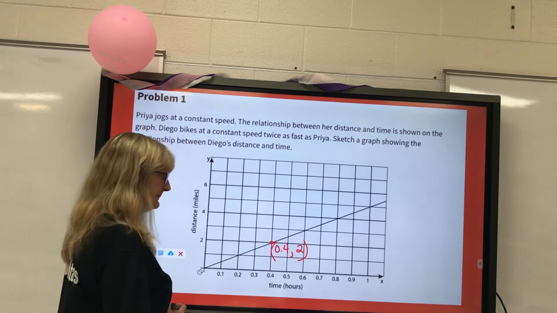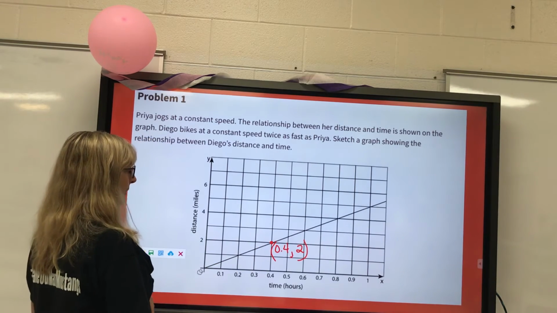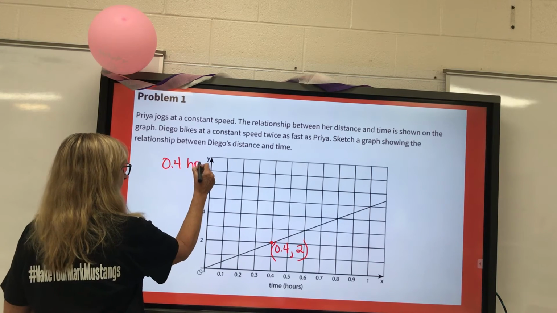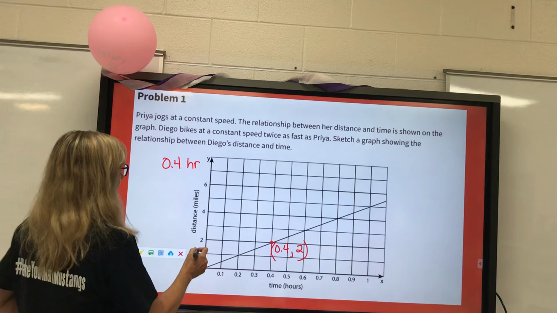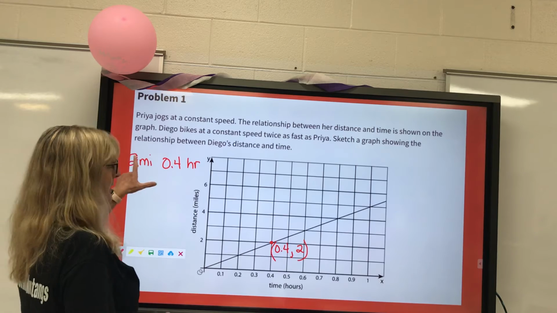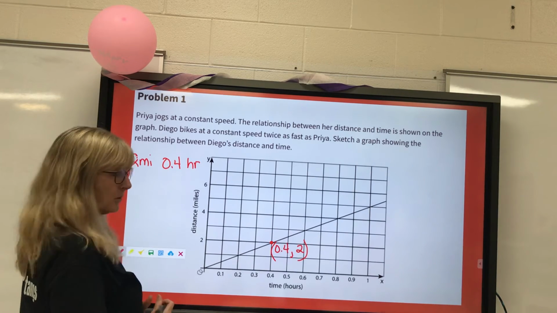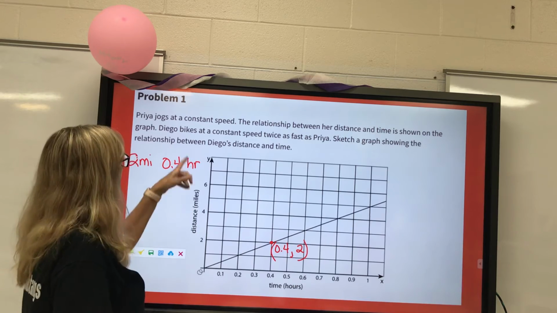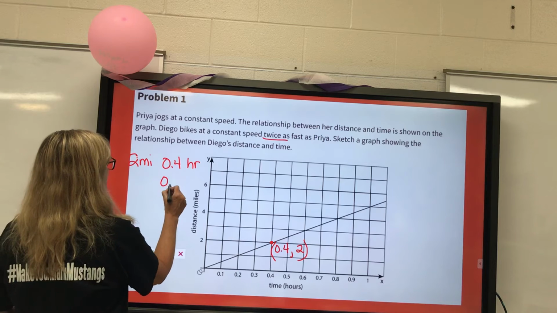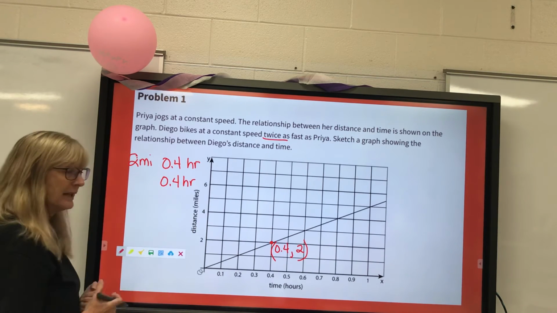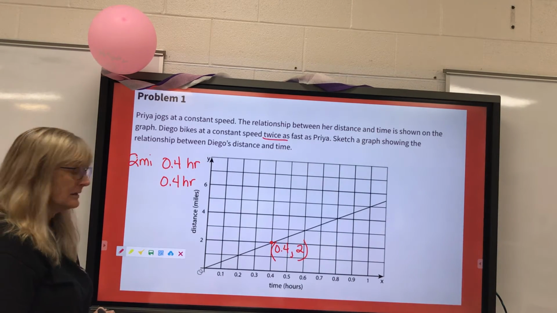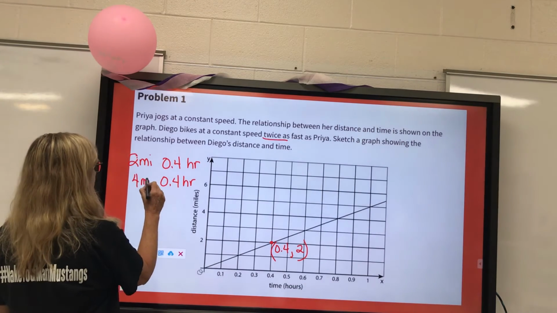What does the 0.4 mean? 0.4 hours. What does the 2 mean? 2 miles. So Priya jogged 2 miles in 4/10 of an hour. Diego is going twice as fast. So in 4/10 of an hour, where would he be if he's going twice as fast? 4 miles. We just multiplied it by 2.